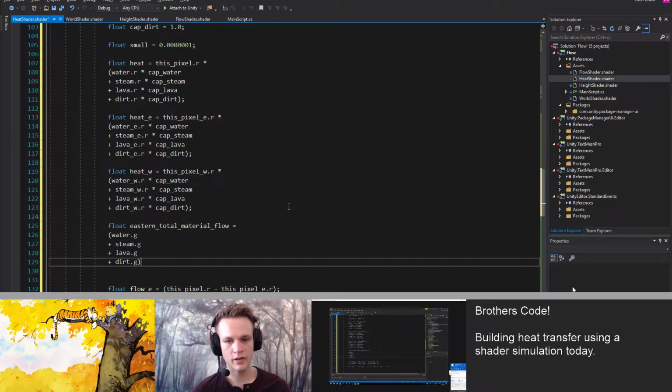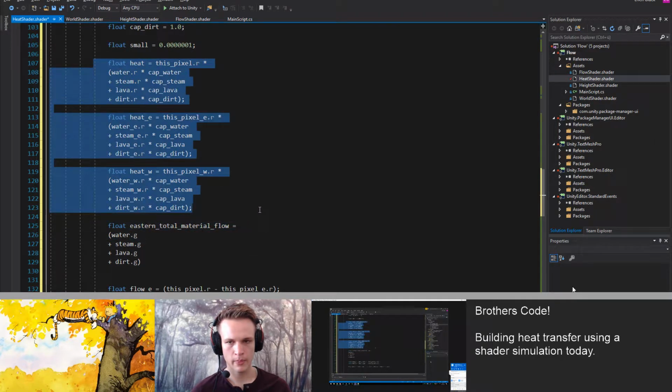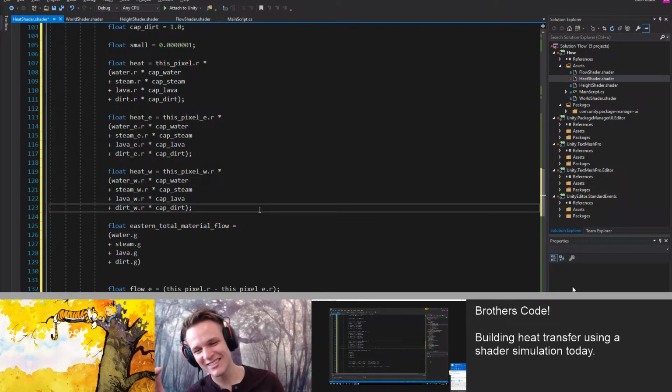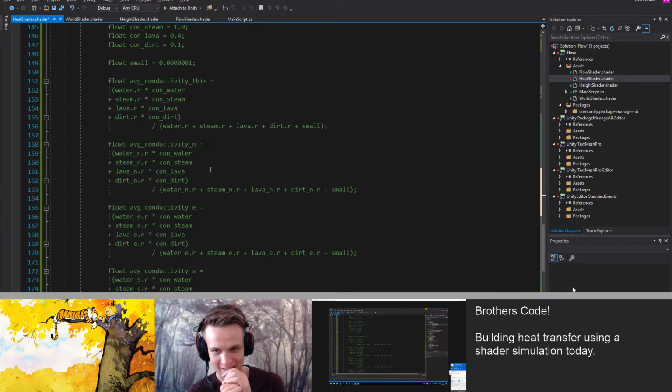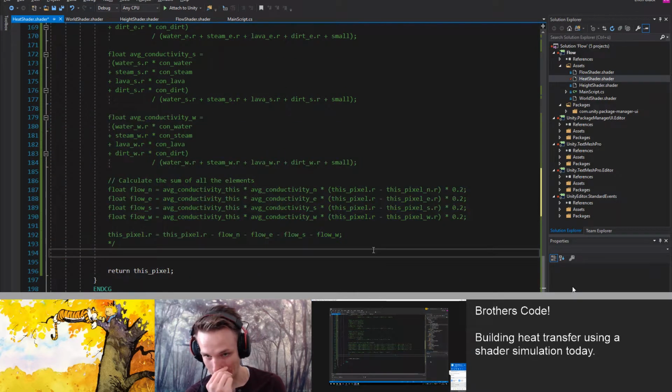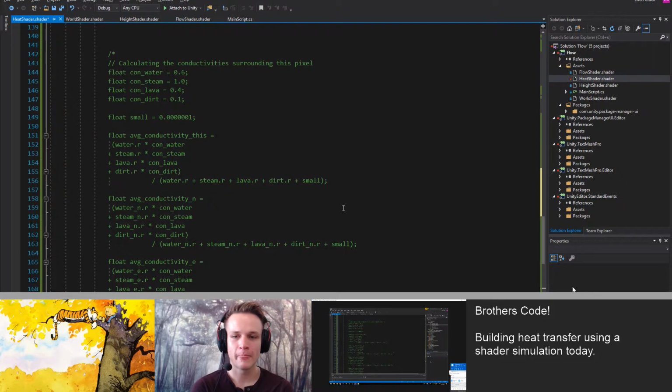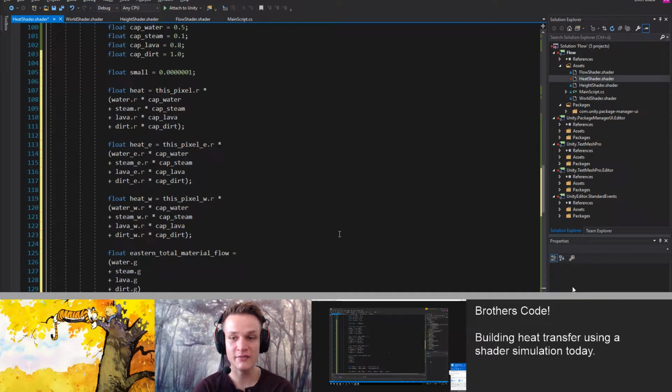Right, but we can though, right? Because you just multiply each one by the capacity. But there's no flow here. Hold on. Let me think about this. Wait, so the heat flow we did here. This is heat flow. Okay, yeah. So no, this is temperature flow. Or sorry, temperature flow. This is temperature flow. So we're doing heat flow.